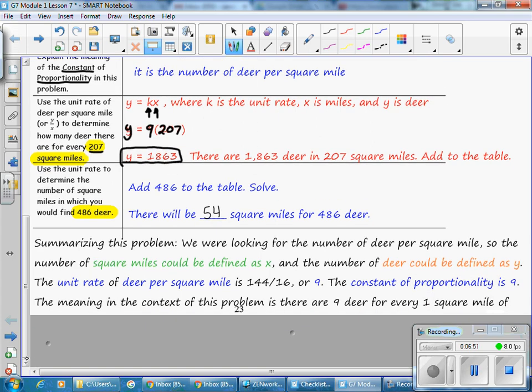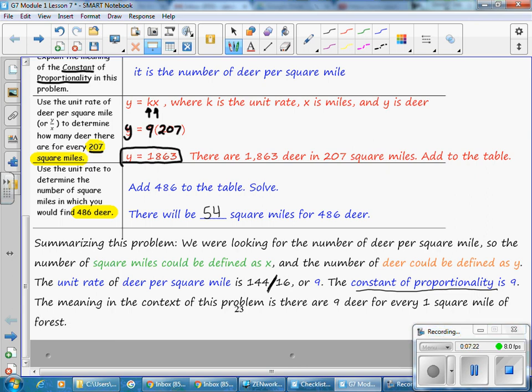Summarizing this problem, we were looking for the number of deer per square mile. So the number of square miles could be defined as x, the number of deer could be defined as y. The unit rate of deer per square mile is 144 divided by 16, which is 9. This is called the constant of proportionality, and it is 9. The meaning in the context of this problem is that there are 9 deer for every 1 square mile of forest.